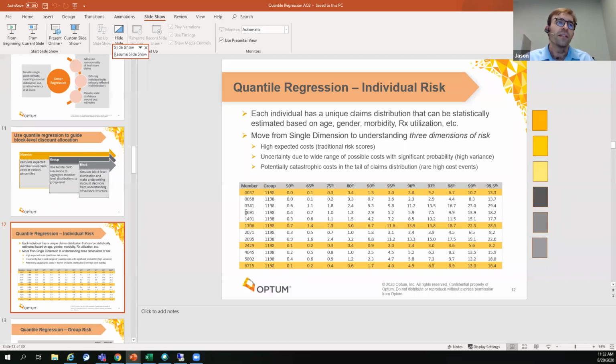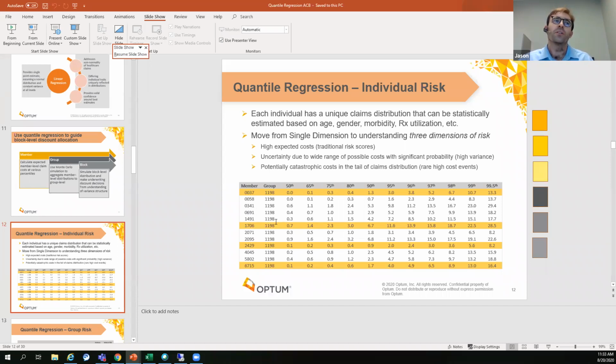So this distribution here for member 0691 is based on the demographics and conditions that member had in the base period. And here's what their distribution looks like. I think looking at this line by line is very helpful to help you understand what I call the 3 dimensions of risk that quantile regression really helps you out with.